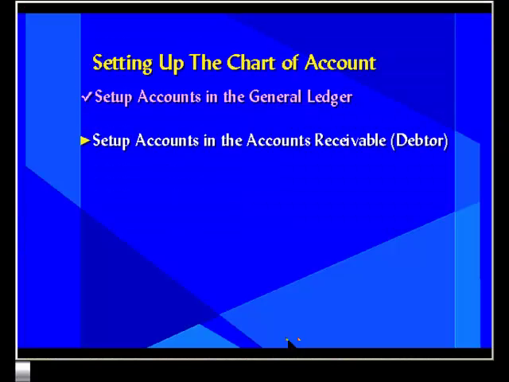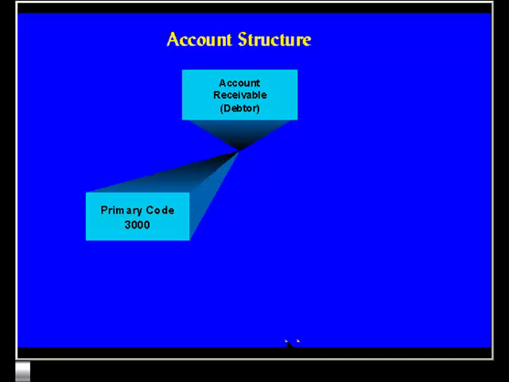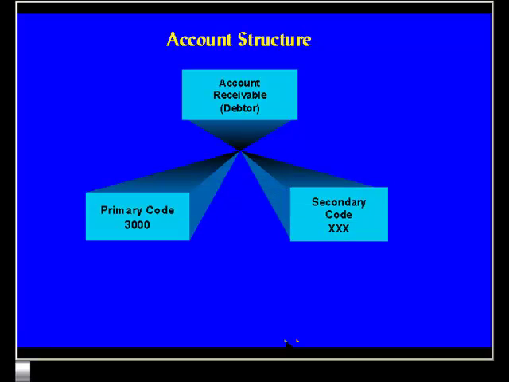We'll now look at the next topic of setting up accounts in the accounts receivable. The account structure of a debtors account is similar to that for general ledger. The primary code in this case is defaulted to 3000, while the secondary code identifies the individual debtor.